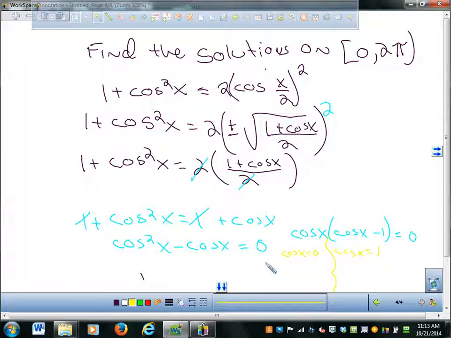Where is cosine equal to 0? Pi over 2 and 3 pi over 2. Where is cosine equal to 1? At 0. Not at 2 pi because we have a curving line, right? So we only go from and including 0 to 2 pi, not including 2 pi. So these are my three answers between 0 and 2 pi. Okay? 3 pi over 2, pi over 2, and 0. And that's all.